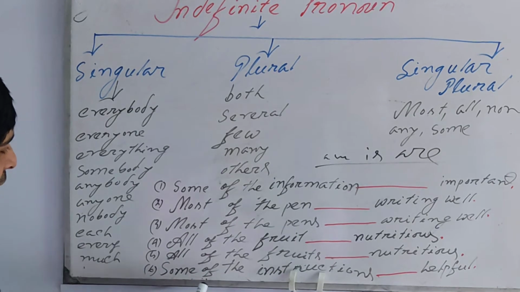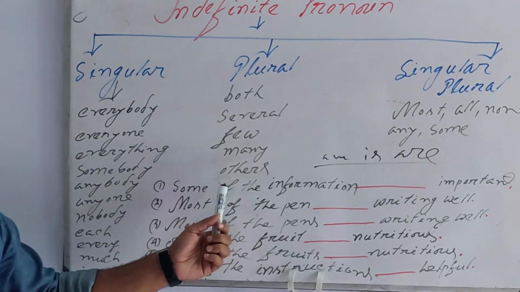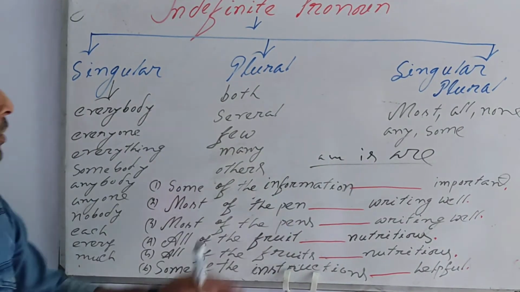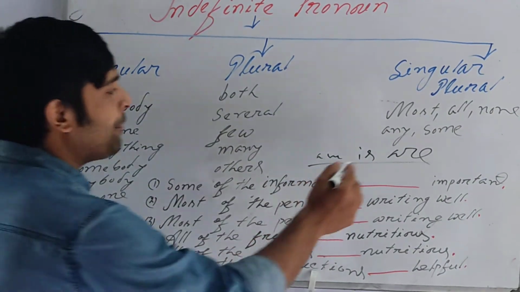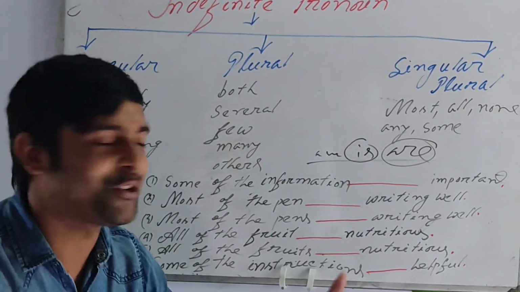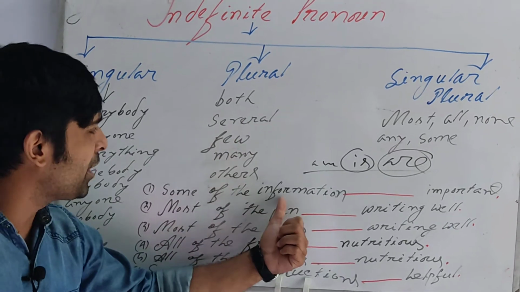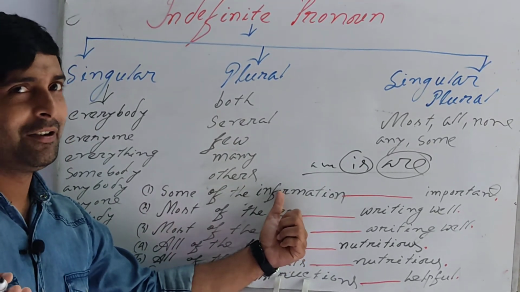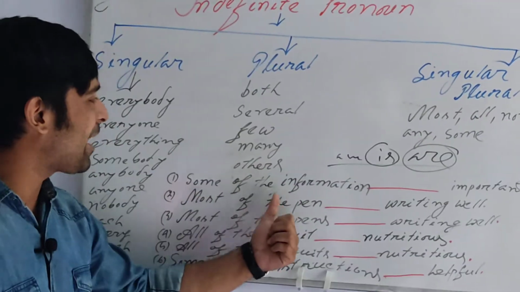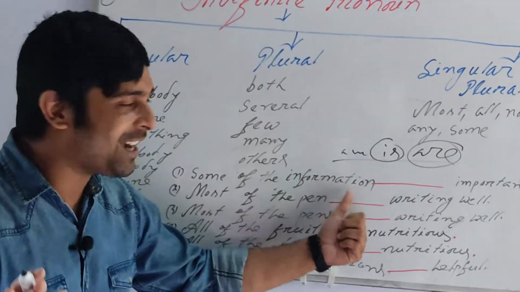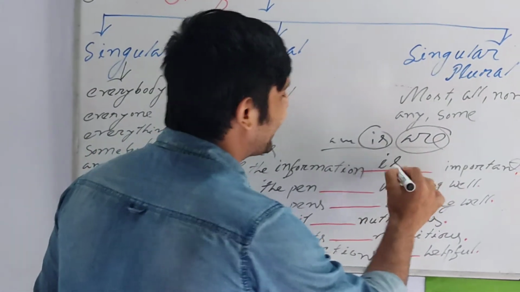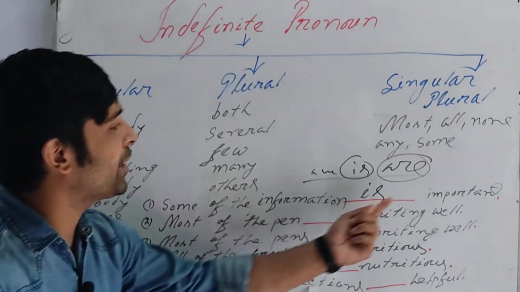There is another example. Okay, before going to that, I would like to make sure about some of the information, will it be singular or plural? That can be used in two ways, as the singular subject and as the plural subject. But my question is, some of the information, is it singular or plural? Which verb will it take? Of course, some of the information is a singular subject, that's why it will take a singular verb, that is is. Thank you very much. Some of the information is important.